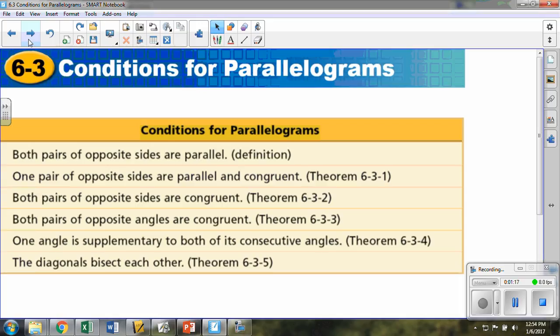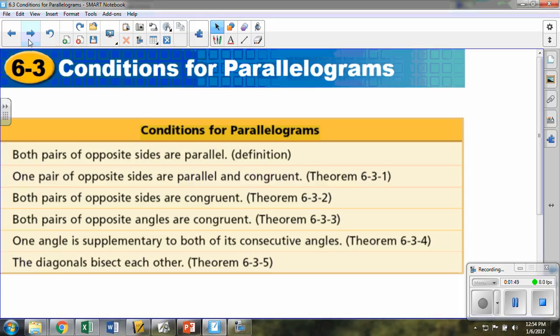We, of course, would have the definition. If we can somehow show that both pairs of opposite sides are parallel, we know that it's a parallelogram. That's exactly what the definition is. We can also go through and show that we have one pair of sides that are parallel, and at the same time, that same set of parallel sides are also congruent. That would be enough to conclude with 100% certainty that our shape actually is a parallelogram.